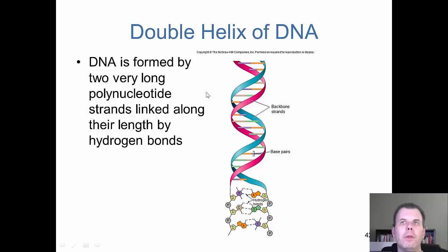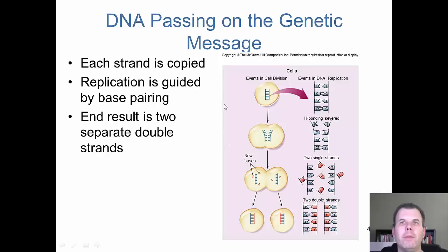All right, and then the double helix of DNA forms two long polynucleotide strands held together by the hydrogen bonds. And again, we'll talk more about this in chapter 9. Here's the double helix, the ladder, and the backbone. The backbone is the phosphate and the sugar, and then the base pairs make the rungs of the ladder. And then passing the message on, again, it gets copied. Replication copies the DNA, and then you can see making the new strands.